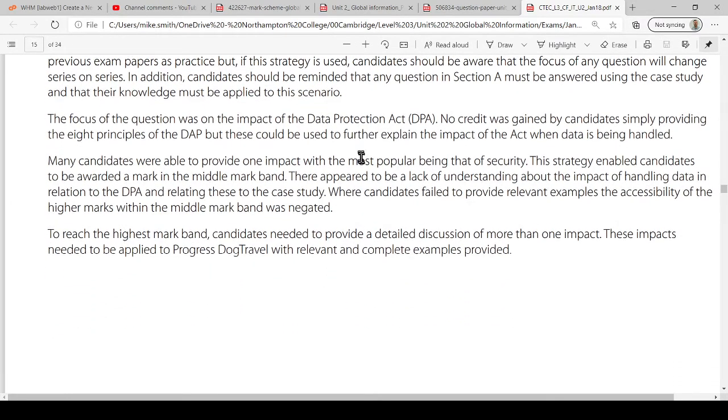Okay, so the focus of the question was on the Data Protection Act. No credit was gained for just saying that the Data Protection Act has 8 principles and maybe giving some examples of what they are. They have to be related to the case study and they have to be related to the question.